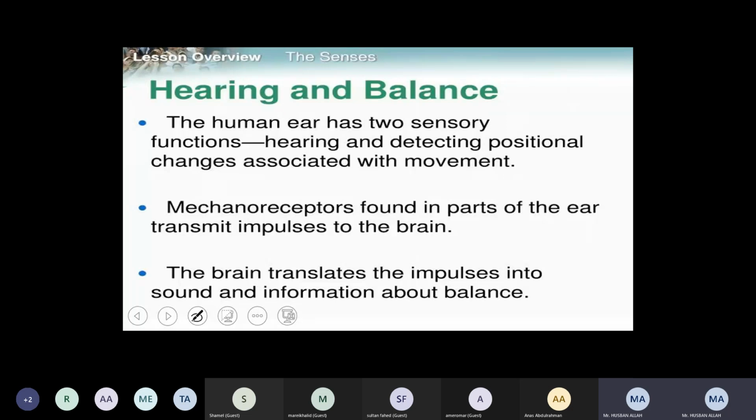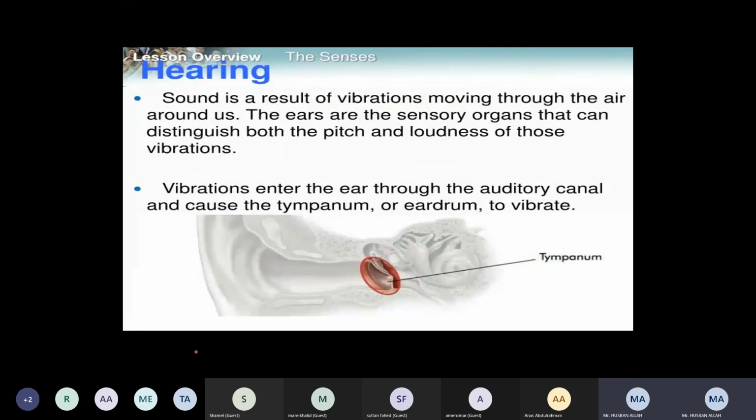Mechanoreceptors found in a part of the ear transmit impulses to the brain. They are present in the ear and transmit the messages and impulses to the brain. The brain translates the impulses into sound and information about the balance. How does the process of hearing occur?